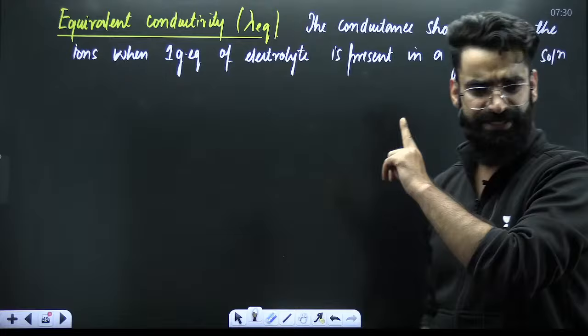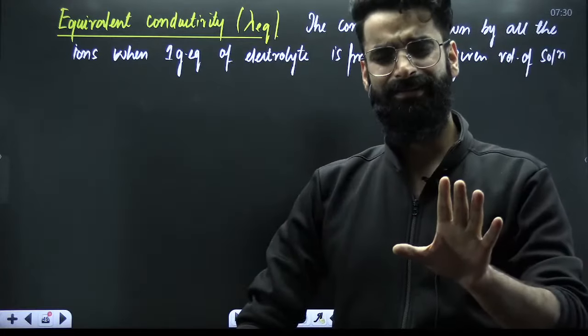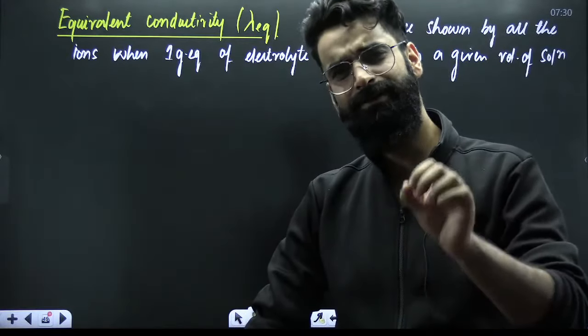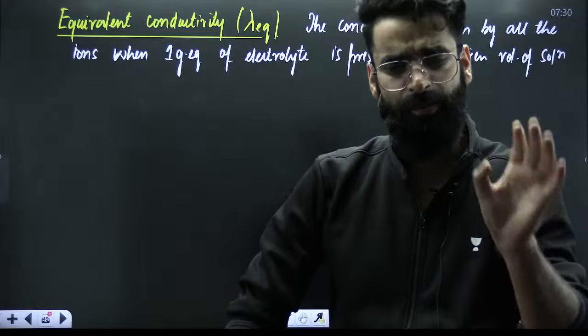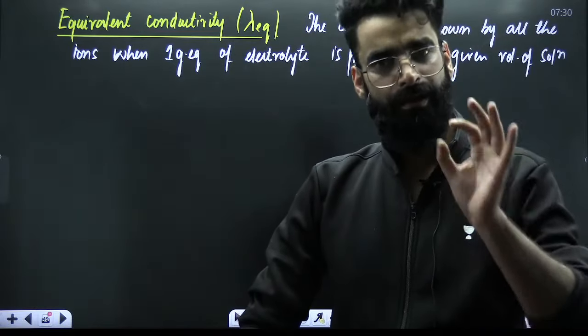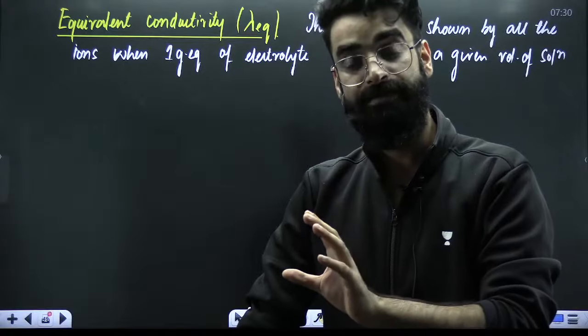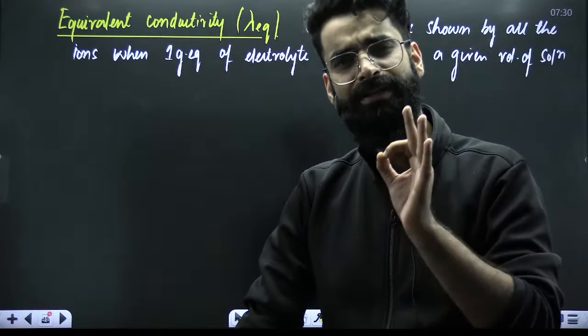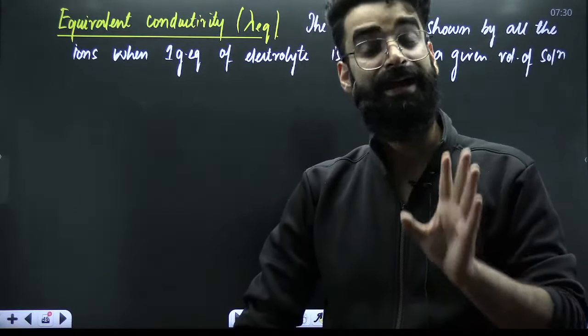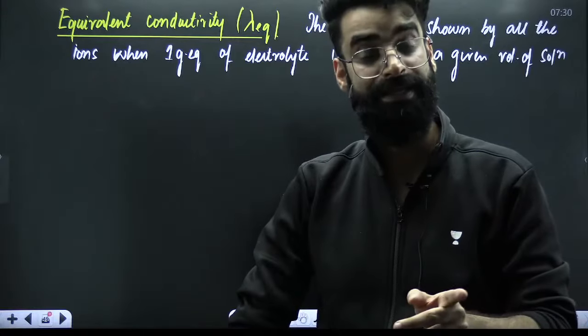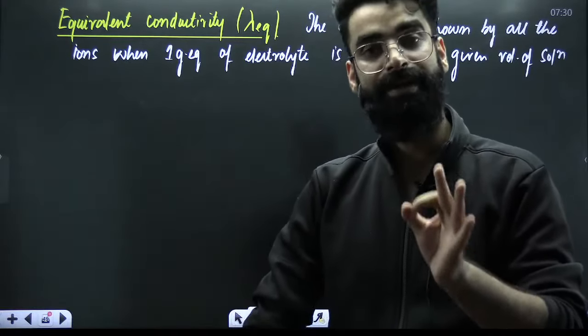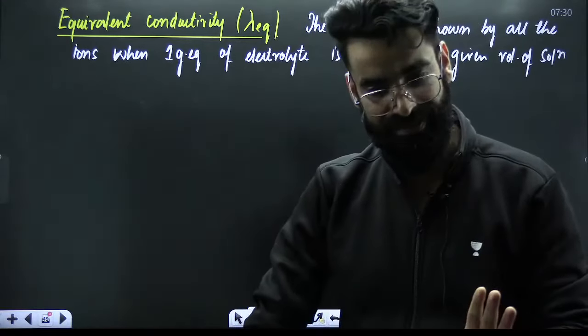The conductivity cell which I took a few minutes back. Imagine in the given volume of solution, there is 1 gram equivalent of electrolyte present. When 1 gram equivalent of electrolyte is present in a given volume of solution, whatever conductance is shown by ions at that point of time in the conductivity cell, that is something which I'll be calling equivalent conductivity. As simple as that.